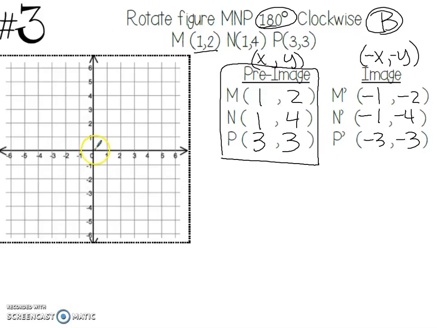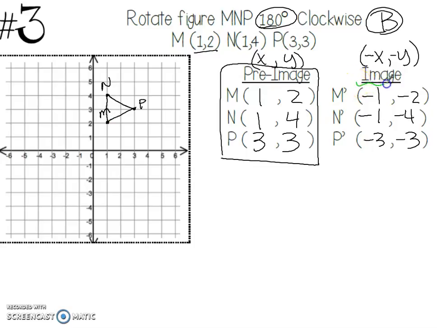Okay, point M. I start at the origin. Positive 1, up 2. There's my M. N, over 1, up 4. P, over 3, up 3. And then make sure you use some kind of color coordination to make sure it stands out.